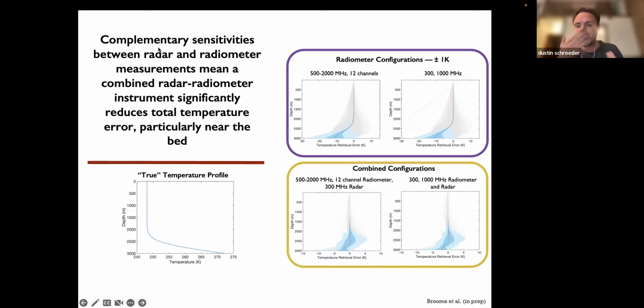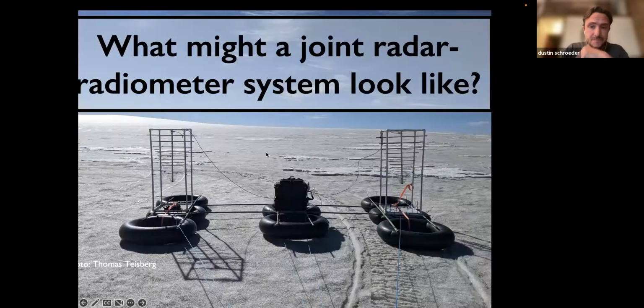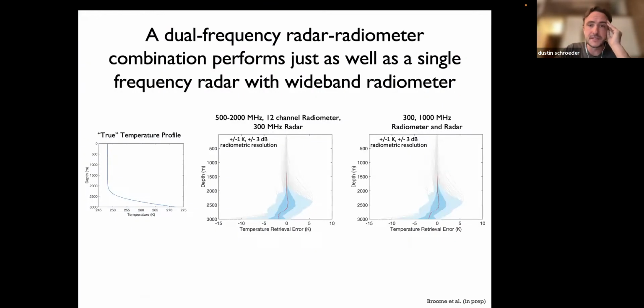Okay, but what you can see here is on the radiometer configuration itself on the top, you have, especially as you get deep, these big wide swaths, like the bed temperature in the radiometer itself there, plus and minus 20 to 10. But as you combine it with the radar, you get much finer constraints in those distributions, right? And it's because the radar is directly measuring that higher attenuation near the bed. You say, okay, what would this look like? We put it on the surface.